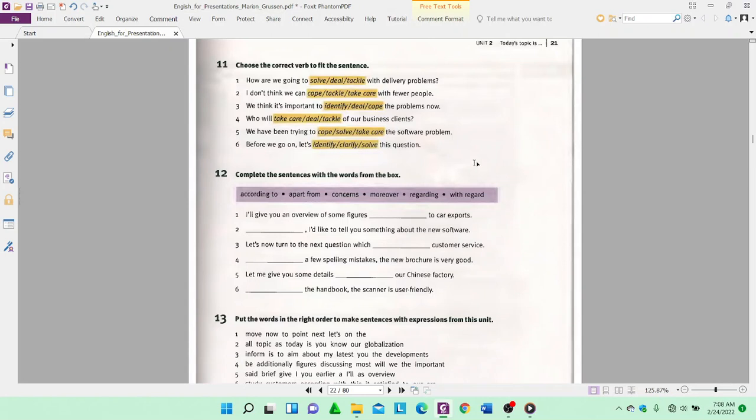Identify juga problems. Oke. Nah, ini juga nih, complete the sentence with the words from the box menggunakan ini tadi ya. According to, apart from, concern, moreover, regarding, with regard. Contoh nomor 1 aja lah. I'll give you an overview of some figures, bla bla bla, tukar ekspor. Apa yang pas? Apart from, concerns, moreover, regarding, with regard. Apa? Ya. Yang pas apa nih?